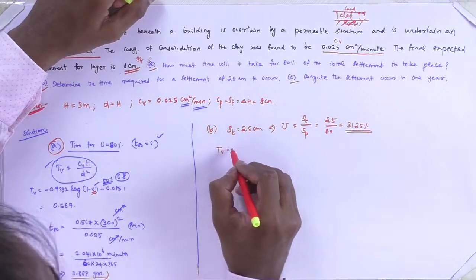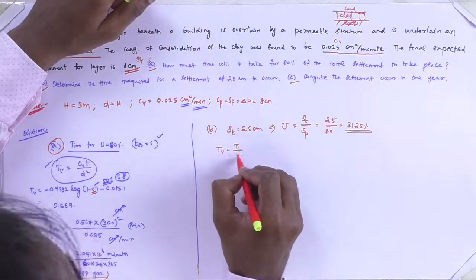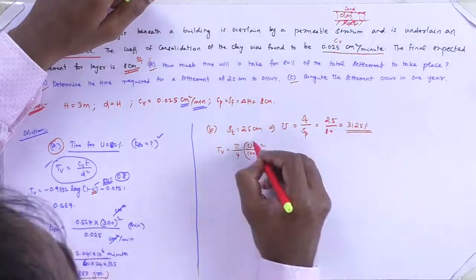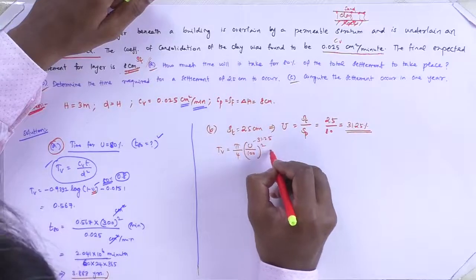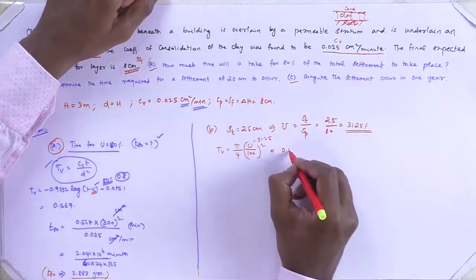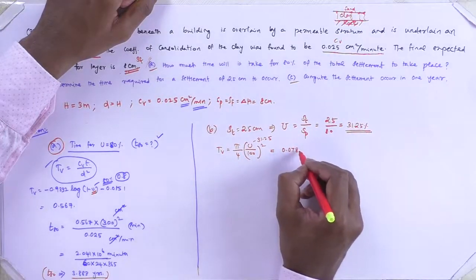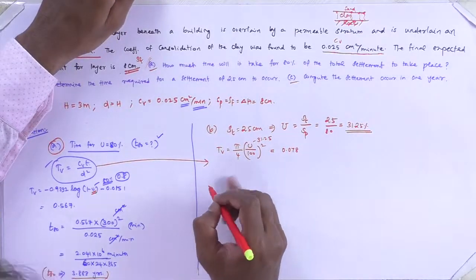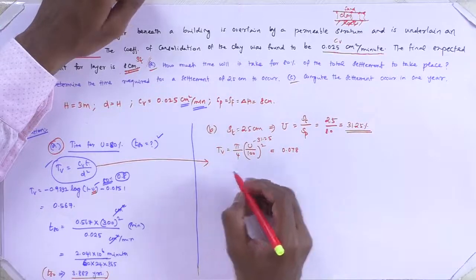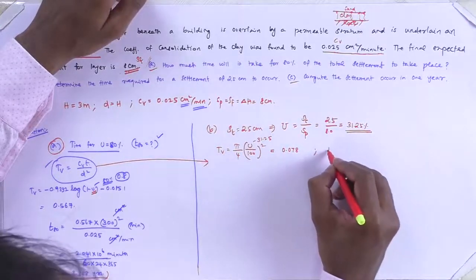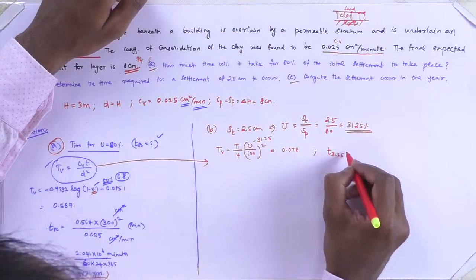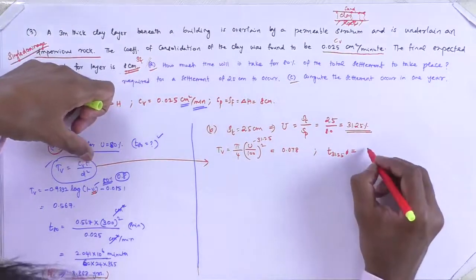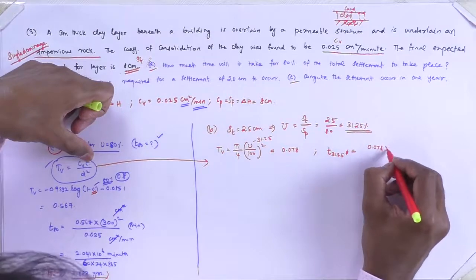So TV here is pi by 4 into (U by 100) square. We substitute U = 31.25 and we get the value of 0.078. So here also, for this 31% of consolidation to occur, how much time will it take? So TV equals 0.078, and D square will be coming here.